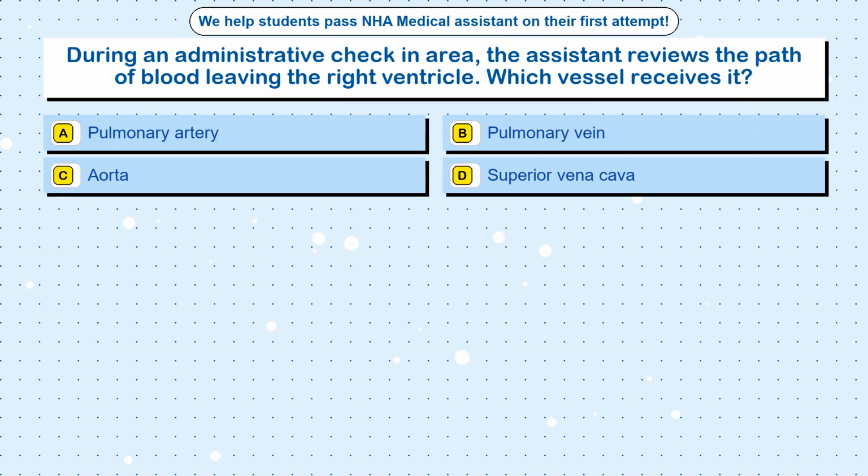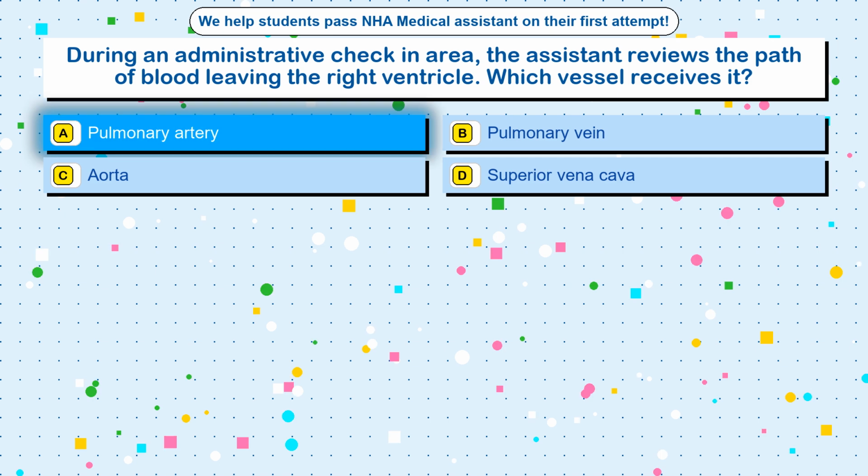Question 24. During an administrative check-in area, the assistant reviews the path of blood leaving the right ventricle. Which vessel receives it? Option A. Pulmonary artery. Option B. Pulmonary vein. Option C. Aorta. Option D. Superior vena cava. The correct answer is option A.